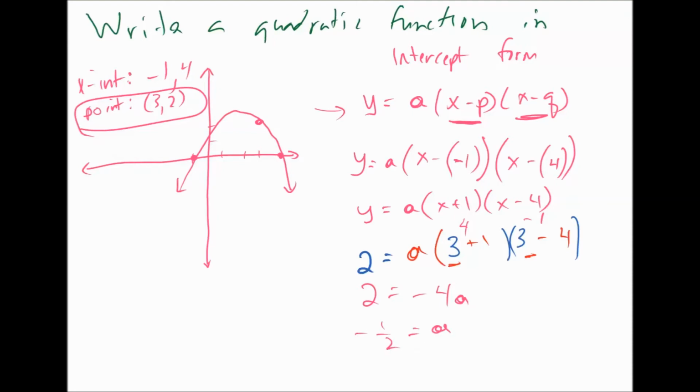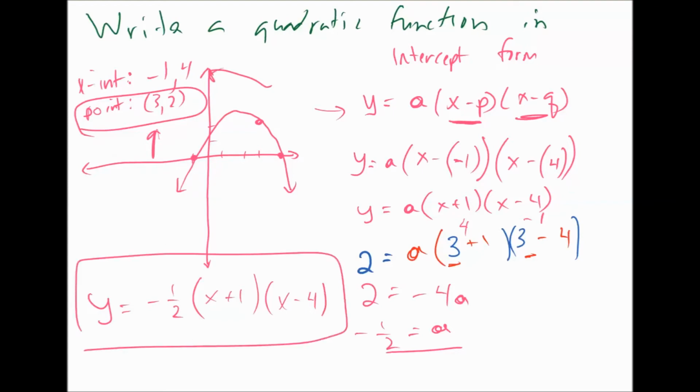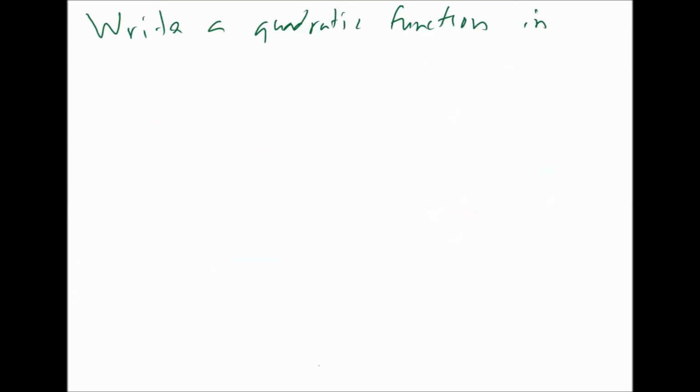And then we're just going to write the equation back out, just substituting this in for a. So we have y equals negative 1/2 times x plus 1 and x minus 4. Notice in the final answer we don't use that point, we just use the x-intercepts. But we also have a, so we can write that as well. This is the final answer for this one. The last type of question, the third type, is write a quadratic function in standard form that passes through 3 points.